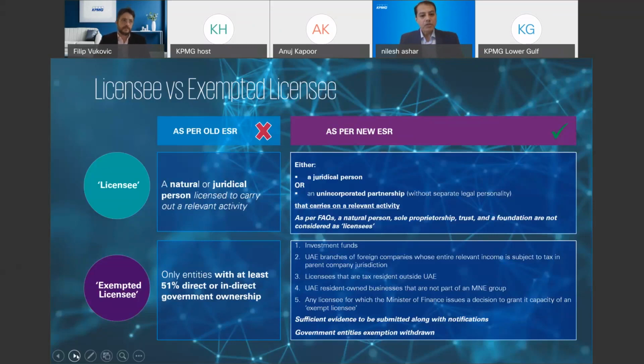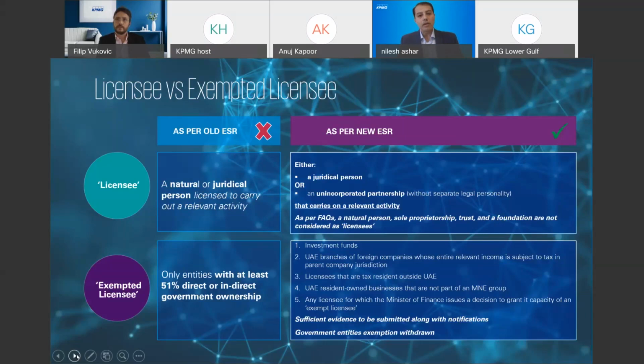Importantly, the clarifications in the FAQ confirm that natural persons, sole proprietorships, trusts, and foundations are not to be regarded as a licensee, and there are a few recent regimes that have introduced foundations and trusts in the United Arab Emirates. Those are notably missing from the definition of a licensee.